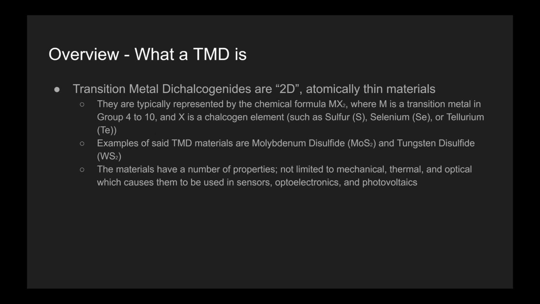So, what is a TMD? TMDs are 2D atomically thin materials that are typically represented by the chemical formula MX2, where M is a transition metal in group 4 to 10, and X is a chalcogen element such as sulfur, selenium, or tellurium. Examples of said TMD materials are molybdenum disulfide and tungsten disulfide. The materials have a number of properties not limited to mechanical, thermal, and optical, which causes them to be used in sensors, optoelectronics, and photovoltaics.